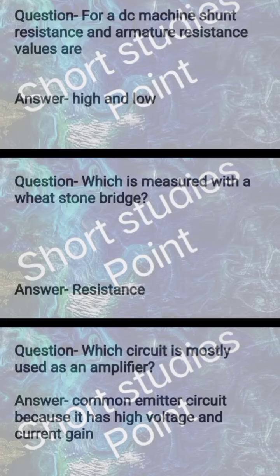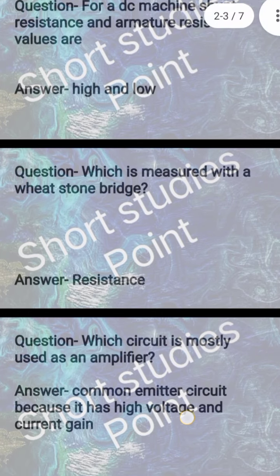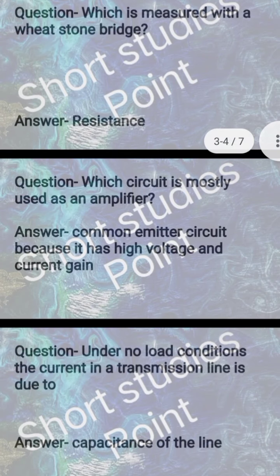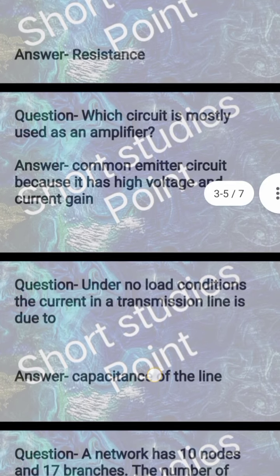For DC machines, shunt resistance and armature resistance values are, answer: high and low. Next question: which is measured with the Wheatstone bridge? Answer: resistance. Next question: which circuit is mostly used as an amplifier? Answer: common emitter circuit, because it has high voltage and current gain.